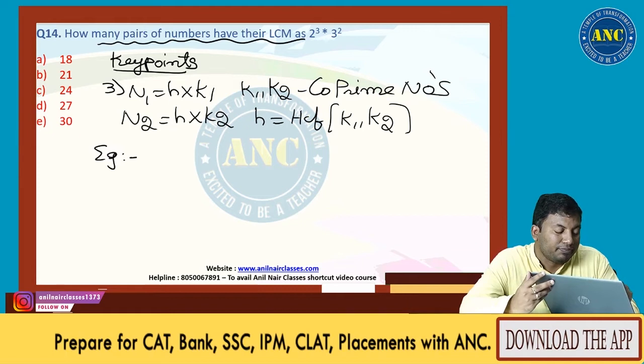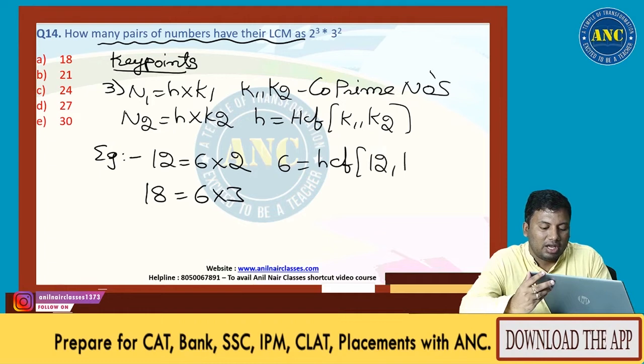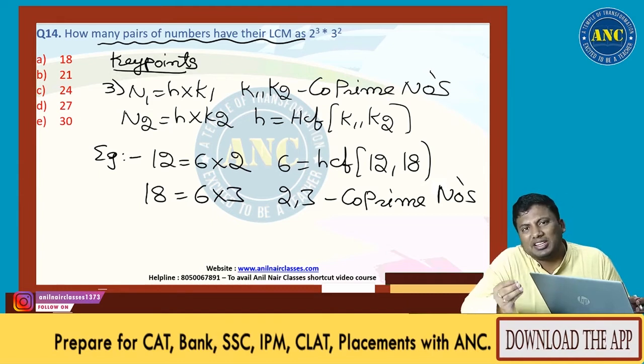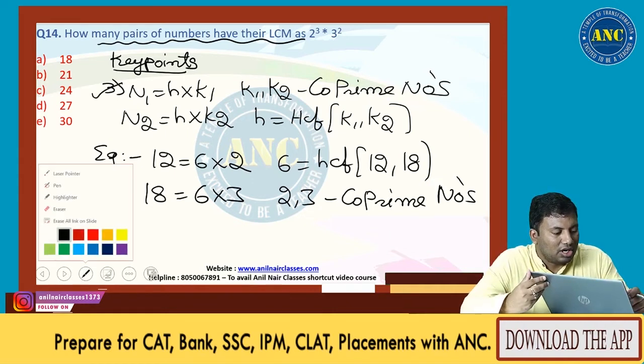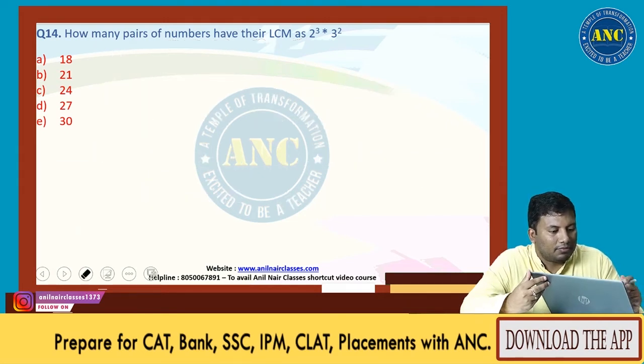For example, 12 is 6 into 2 and 18 is 6 into 3, where 6 is nothing but the HCF of 12 comma 18, and 2 comma 3 are co-prime to each other. This concept is clear. Why am I discussing the co-prime concept? I can use a different concept here. Now let me solve this question using key point number 3. Solution, method 1.